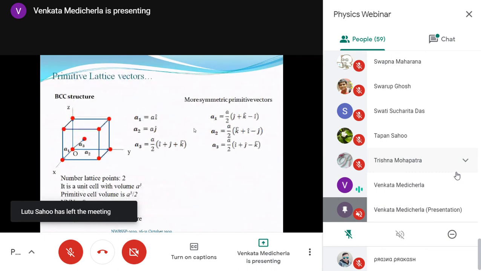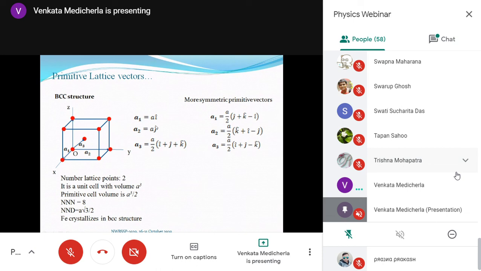Okay. Now, if you take BCC structures, look, I can do one. I have again aligned X, Y, and Z like this. I can take a1 equal to a i-cap, as I showed you, a2 equal to a j-cap. If I take a3 equal to a k-cap, then what will happen?